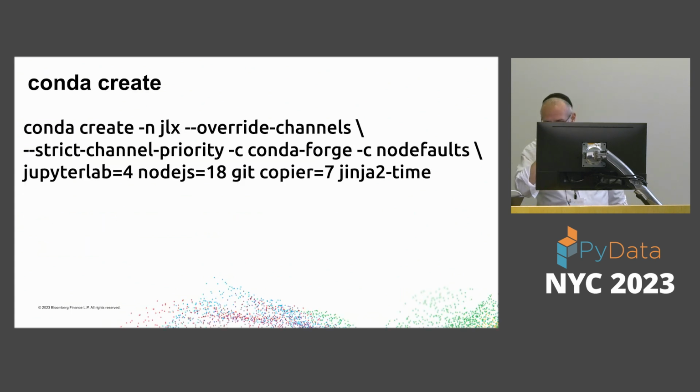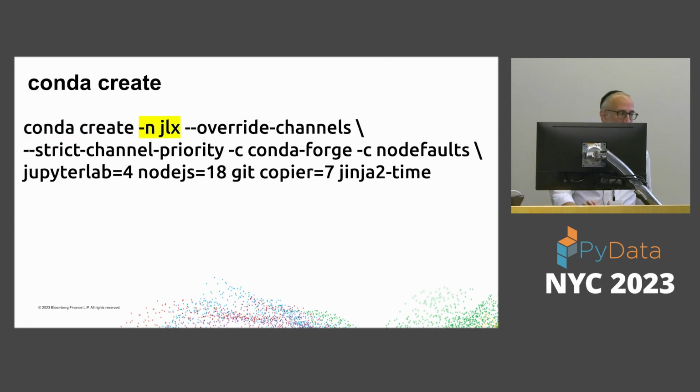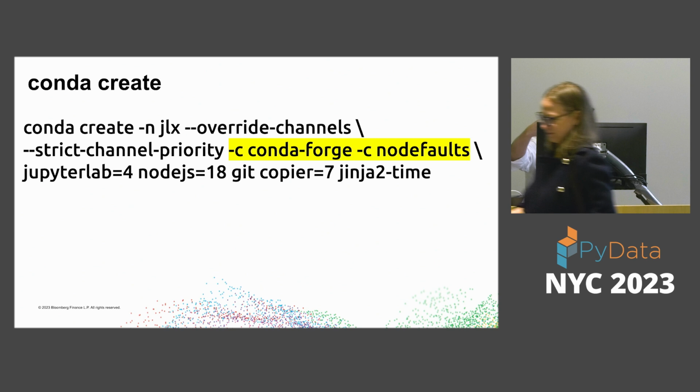So to start, we have to create a Conda environment. This helps everything to run. We're going to call conda create. I named my environment JLX for JupyterLab extension. I'm not 100% sure if this is necessary, but it's in the documentation to use it: override channels, strict channel priority. We're going to get our packages from Conda Forge, and we're going to set the no defaults option, meaning if you can't find the code in Conda Forge, don't fall back to any default values.